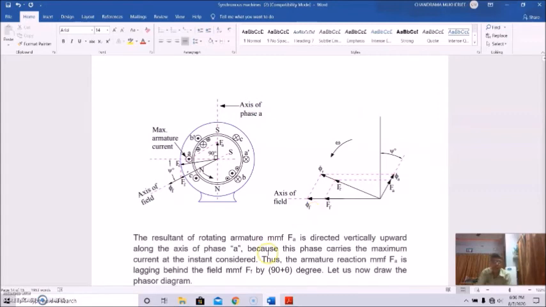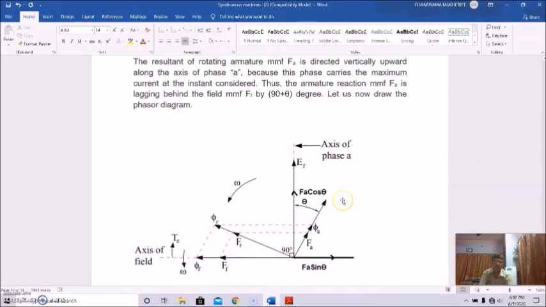So the resultant of rotating armature MMF FA is directed vertically upward along the axis of phase A, because this phase carries the maximum current at the instant we consider, and thus the armature reaction MMF FA is lagging behind the field MMF by 90 plus theta degrees. So let us now draw the phasor diagram like this.